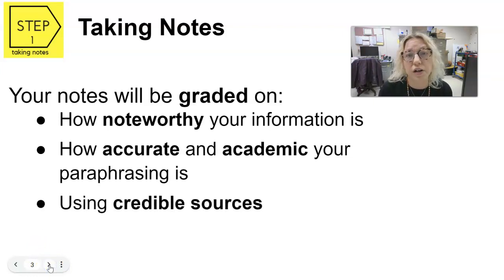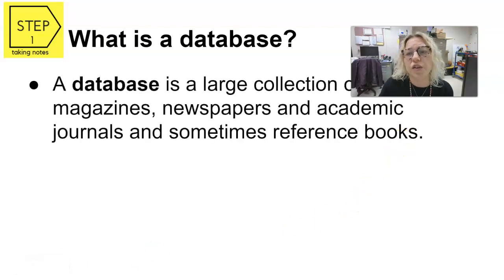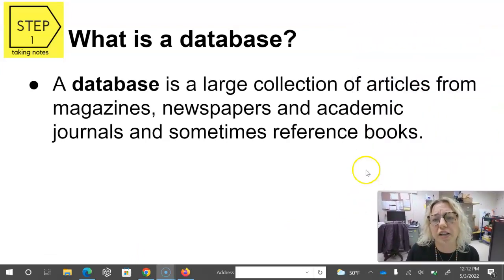The last thing is using credible sources. Well, your sources are going to be credible if you use the school's databases. So let's talk about the databases. What is a database? Well, first of all, the definition is it's a large collection of articles from magazines, newspapers, and academic journals, and sometimes reference books. It's basically a place to house information. So you can think of it as a giant can in which we put all of the text that is credible, that is not fake, about your topic into.